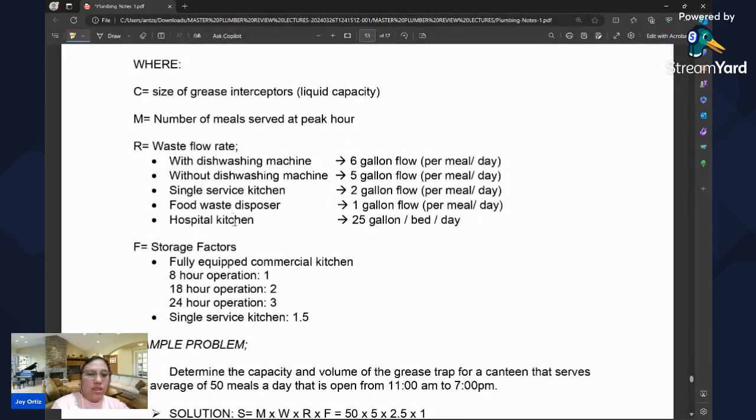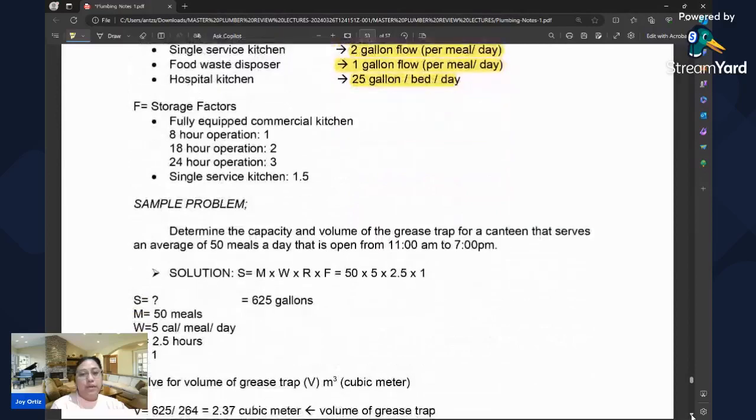So with a dishwashing machine, you are using 6 gallon flow per meal per day. Pag without dishwashing, 5 gallon lang. Pag single service kitchens, 2 gallon flow. So food waste disposer, we have the 1 gallon flow. And hospital kitchens is 25 gallon per bed per day.